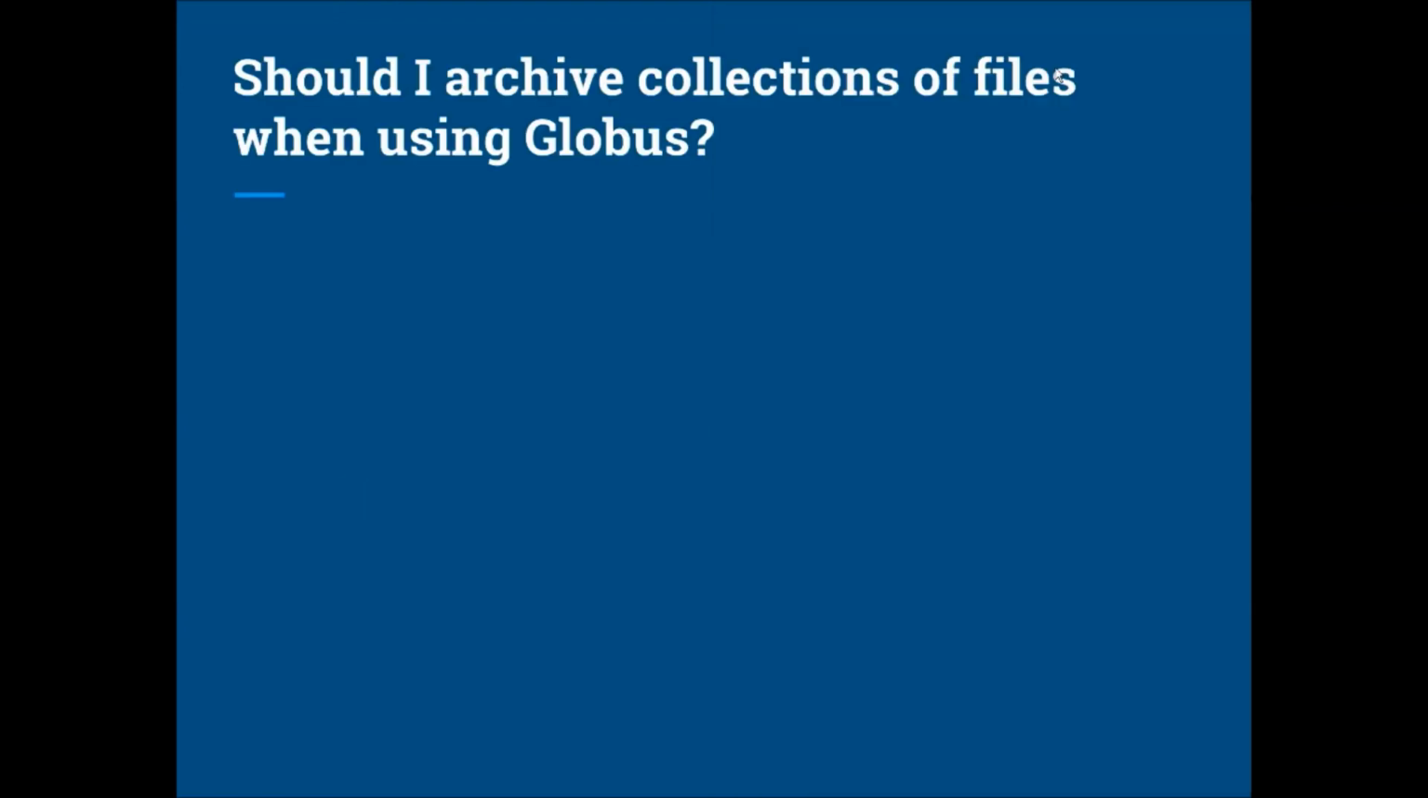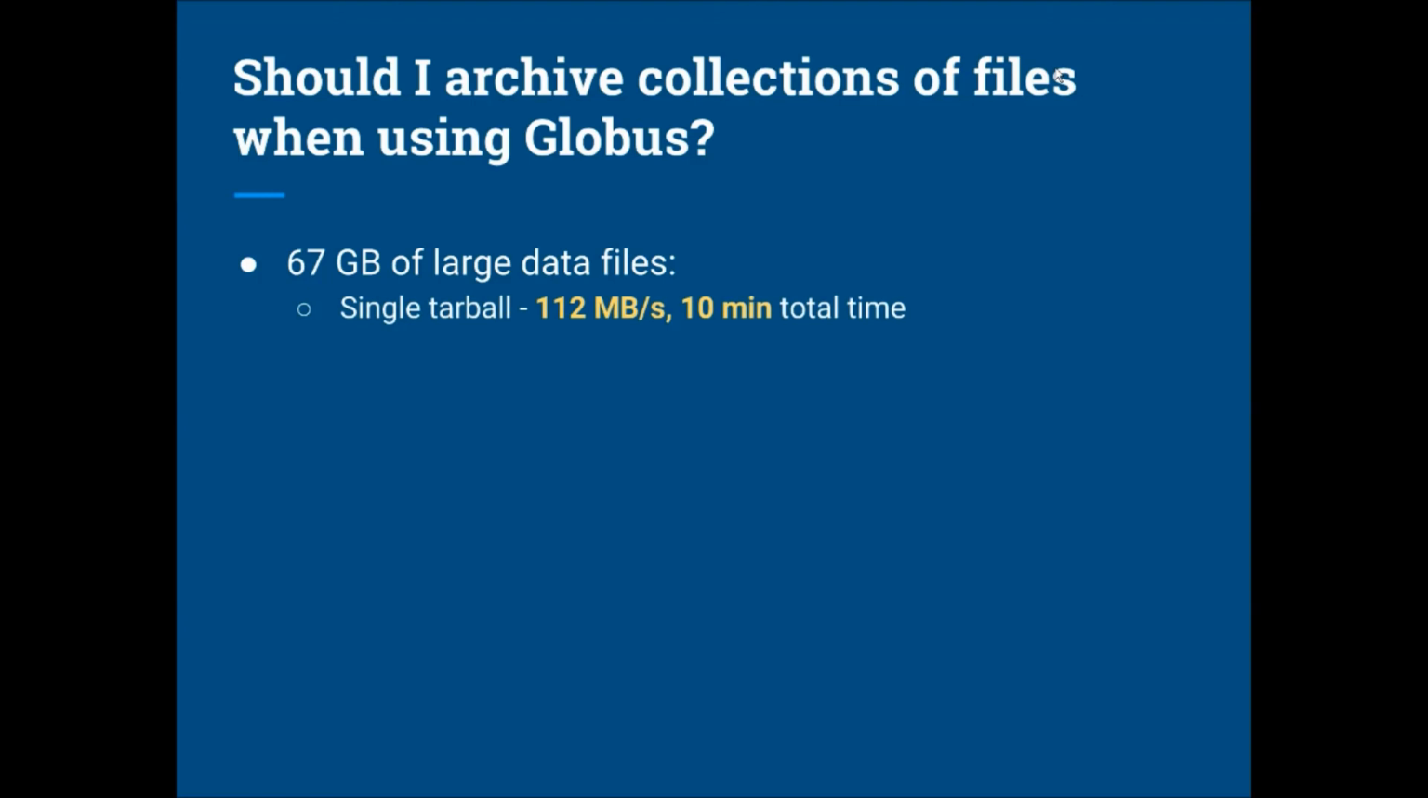Should I archive collections of files when using Globus? So for example, if I have 67 gigabytes of large data files, is it a better idea to send those as the individual files in a directory, or is it a better idea to tar them up and send the tarball? What's going to be more efficient? You may have an idea of this already if you've tried to do this with SCP. But the single tarball, that's the transfer speed I got. Now again, this fluctuates, but I got 112 megabytes per second.